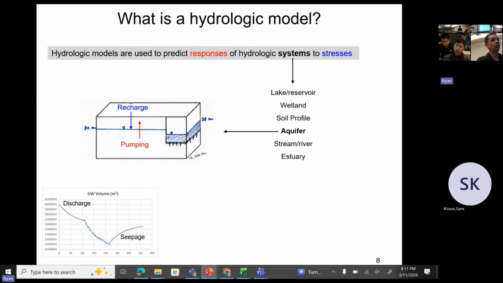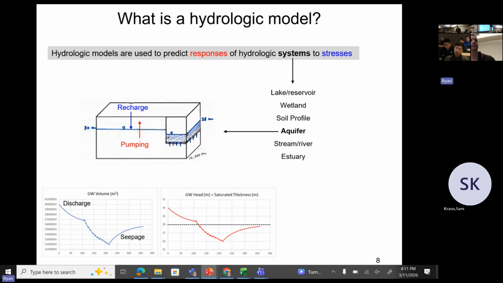And so now we have groundwater storage is increasing because we have seepage coming in from the river. So just a very, very simple example. You can still understand and explore how the system responds to just 3 different stresses on our system.